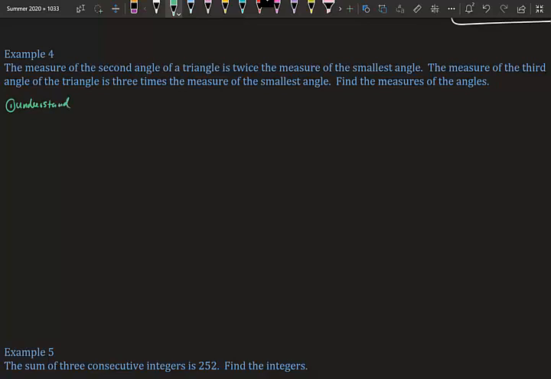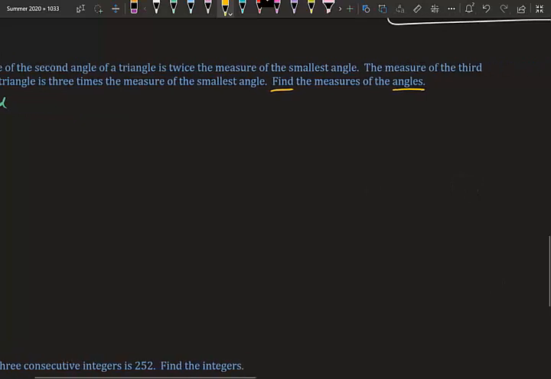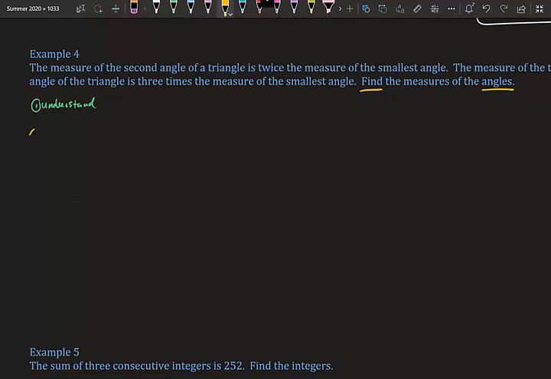So let's figure out what are we talking about here. The measure of the second angle of a triangle is twice the measure of the smallest angle. The measure of the third angle of the triangle is 3 times the measure of the smallest angle. Find the measures of the angles. So we have this word angle, second angle, third angle. We're only talking about one angle, because it doesn't say we have a different angle in a triangle. It's just one angle, it's x. Because it wants us to find the measure of the angles, but x is just x. So x represents the angles. It's asking us to find the angles. That's what it's asking us to do.